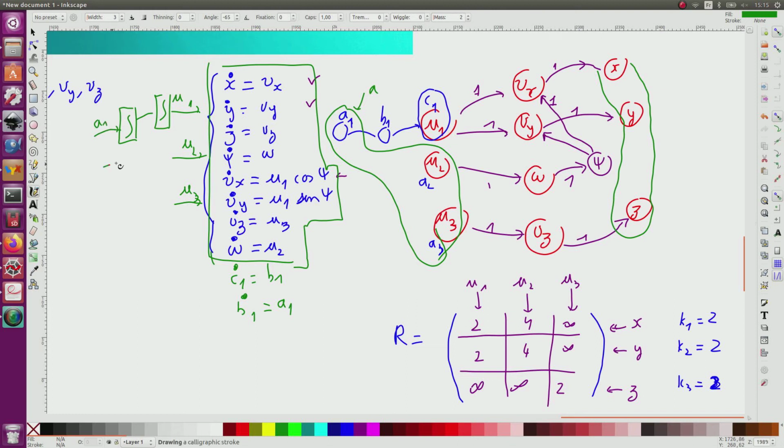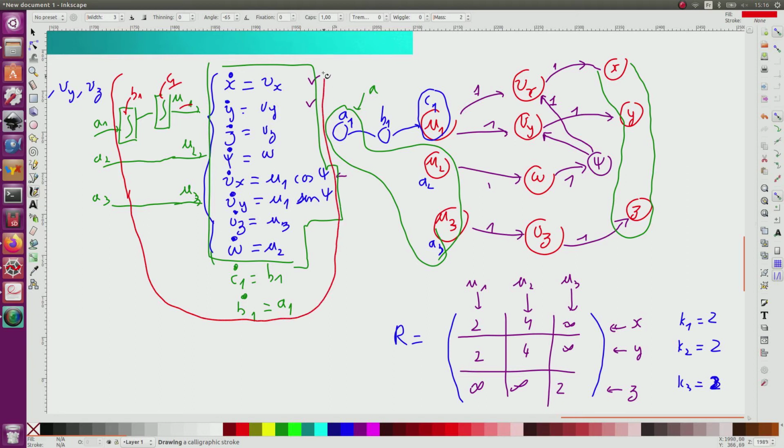A1 is this, A2, A3, and the new state variables stored inside the integrators correspond to B1 and C1. Again, we see that C1 equals U1. So if I add these two integrators, I will have a new state equation like this.